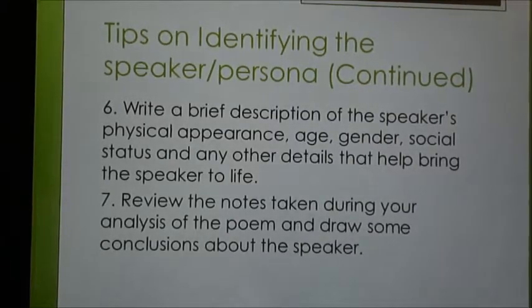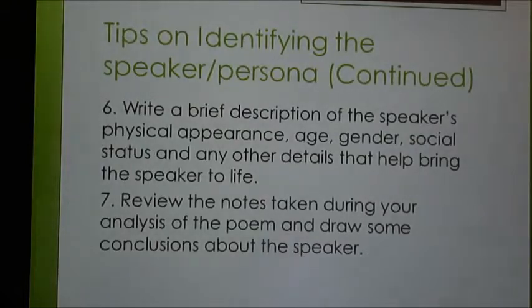And then we move on to 6, where in this stage you're now engaging yourself. So you're not going to be asking yourself all those questions, because now you've given the poem a close reading, a close analysis. So this is a stage where you write a brief description of the speaker's physical appearance, and by doing so, you might want to get his or her age, the gender, the social status, or any other details that might help to bring the speaker to life.